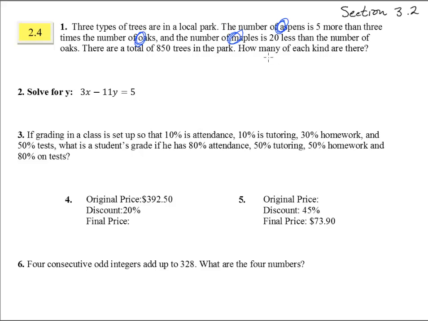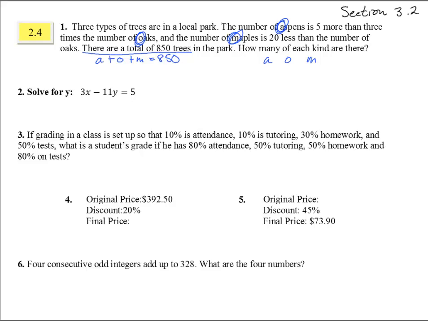So we have aspens, oaks, and maples. And it says here there are a total of 850 trees in the park. So that says aspens plus oaks plus maples equals 850. Okay, great. Now let's read back through it again.